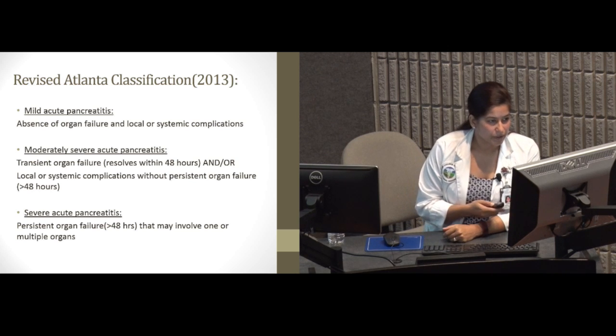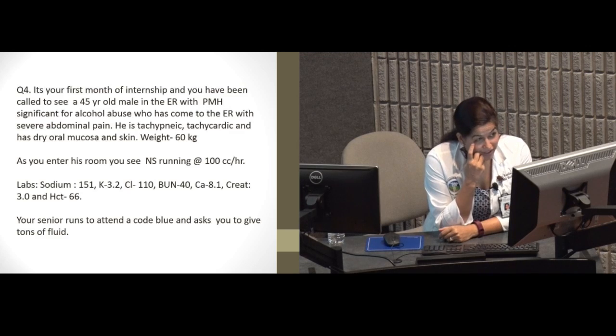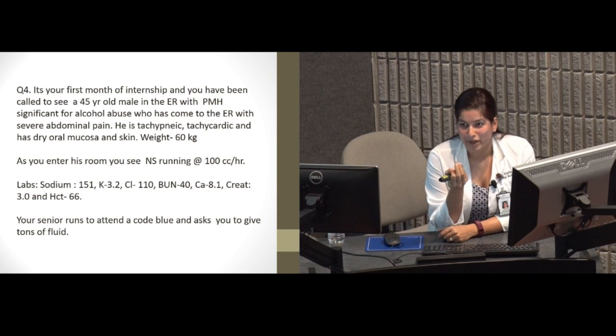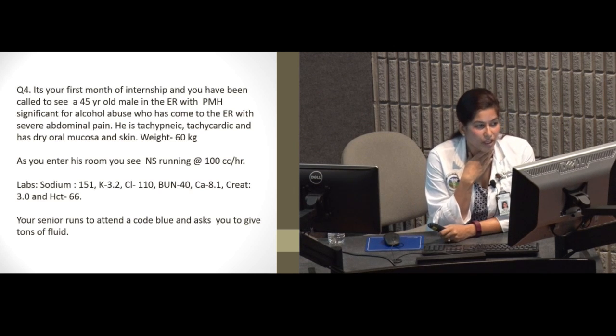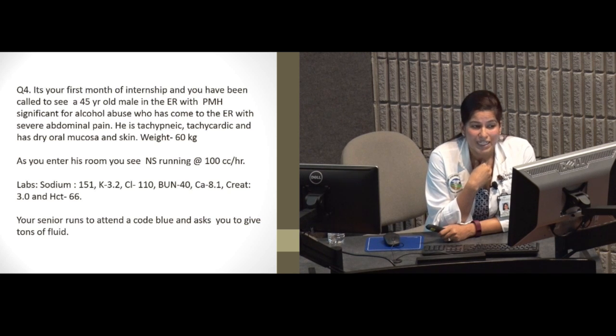All right, so next question. Okay, this is an interesting question. This is a little hard one, but I really want you guys to know about it because it's important. Okay, so this is your first month of internship, and you've been called to see a 45-year-old male in the ER. His past medical history is significant for alcohol abuse. He comes with severe abdominal pain. He's tachypneic, tachycardic, with very dry oral mucosa and skin. His weight is 60 kg. As you enter his room, his normal saline is running at 100 cc per hour.